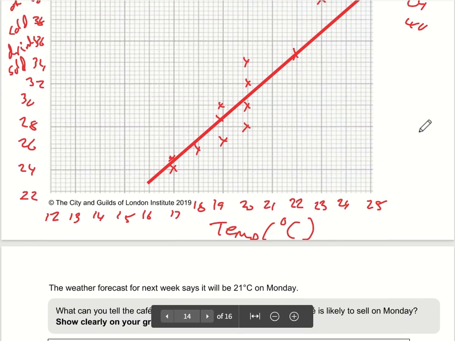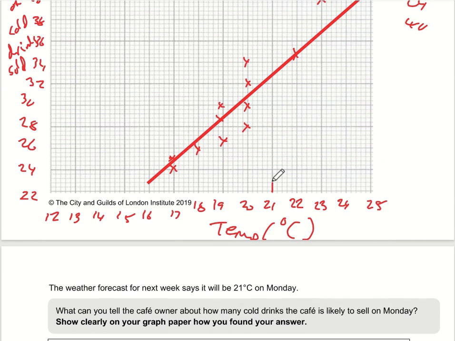Okay, so what we're going to do here is go up from 21 degrees to predict the number of drinks sold, which to me looks like it's 2 lines up from this major line here. Again, you'd use a ruler. This is how you get the marks, showing how to use a line of best fit in order to get a value. So it's between 32 and 34. It looks like it's slightly nearer 32 than 34.